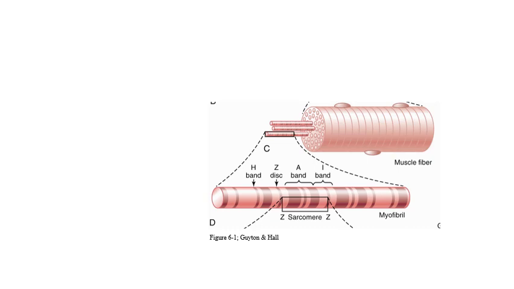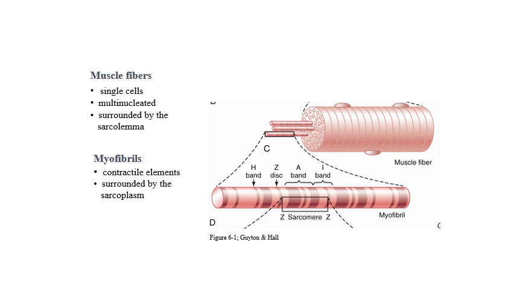The gross organization of these filaments. Now coming to further detail, for example, muscle fibers, I have just summarized it there. They are single cells, they are multinucleated, they are surrounded by sarcolemma. And the myofibrils, they are the contractile elements because they contain actin and myosin, and they are surrounded by the sarcoplasm.